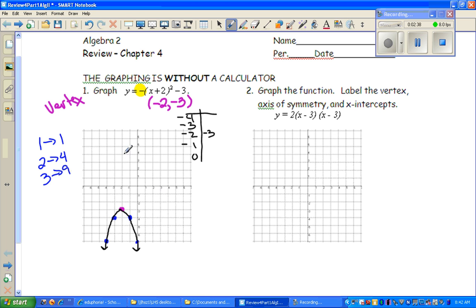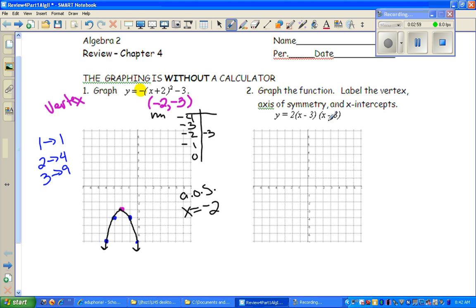So that one is done. They didn't ask me for the axis of symmetry, but if they asked me for the axis of symmetry, it's an equation, so always put x equals, and it's always x equals the x value of the vertex every single time. So here it's x equals -2 if they ask me for that.